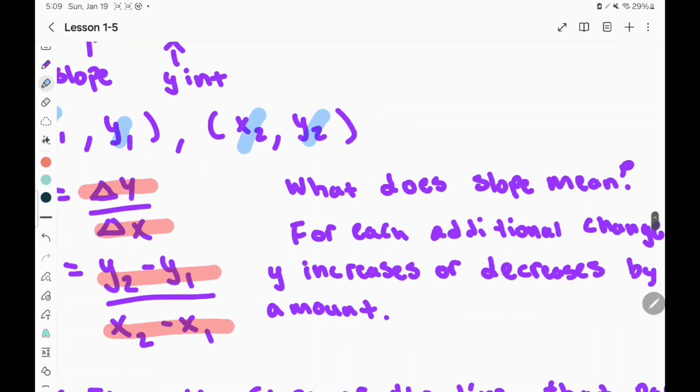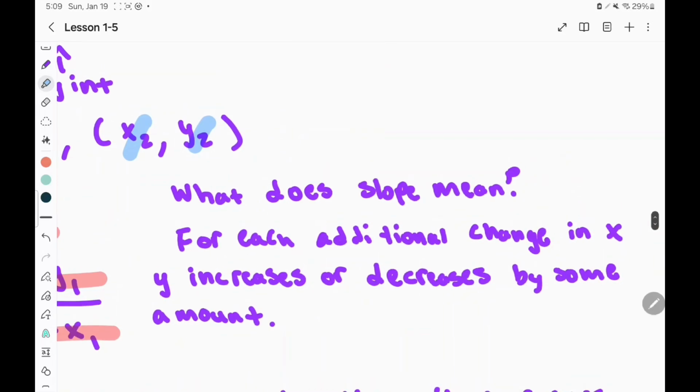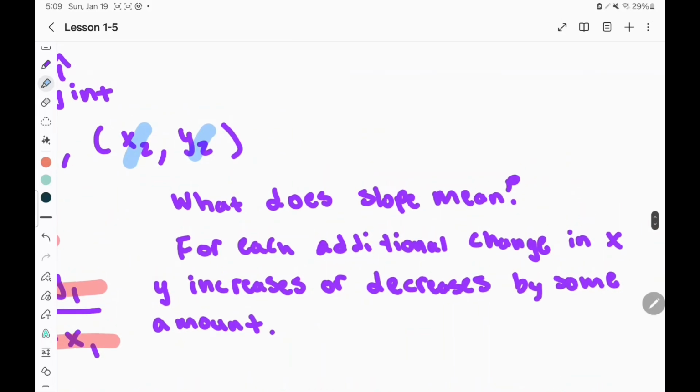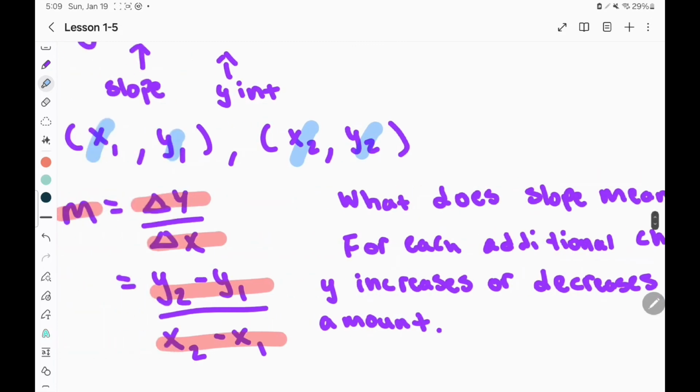So what does slope mean? Well, we know that for each additional change in x, so as x varies from one point to the next, that also lets us know that there's an increase or decrease in y by some amount. Again, that is going to change based on the context of the problem. We also know that a positive slope means that the graph from left to right is increasing, or a negative slope has a decreasing graph where we go from left to right, the slope would be going down.